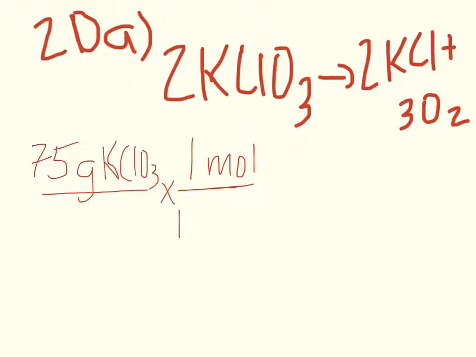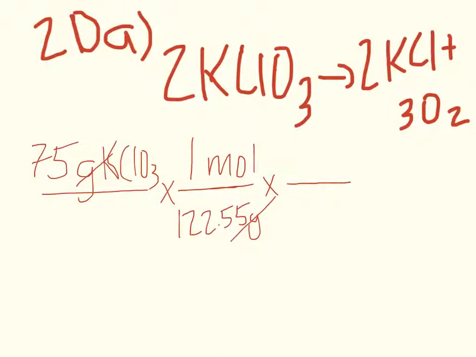Calcium chlorate has a molar mass of 122.55 grams. So we can see that my grams are going to cancel out there. Then, from the balanced chemical equation, I need the molar ratio. That's how I go from moles of A to moles of B on my mole wheel.